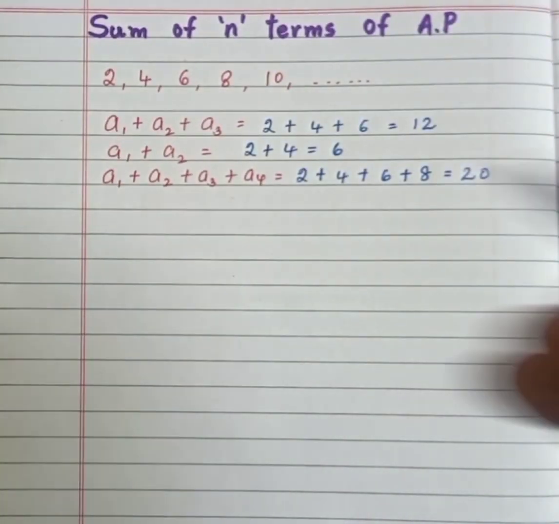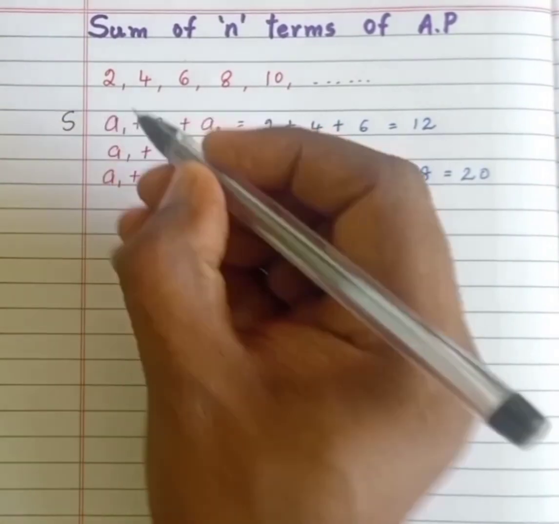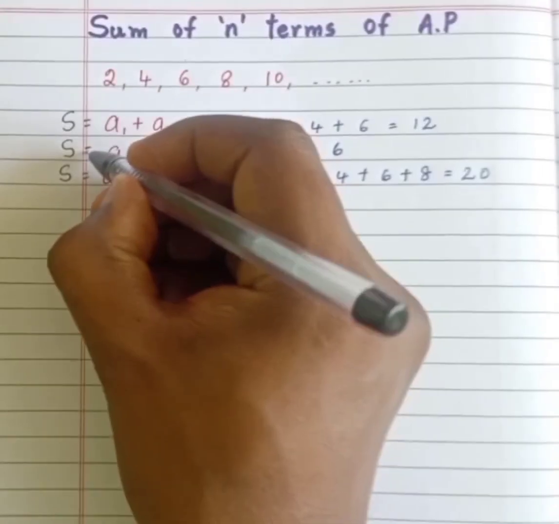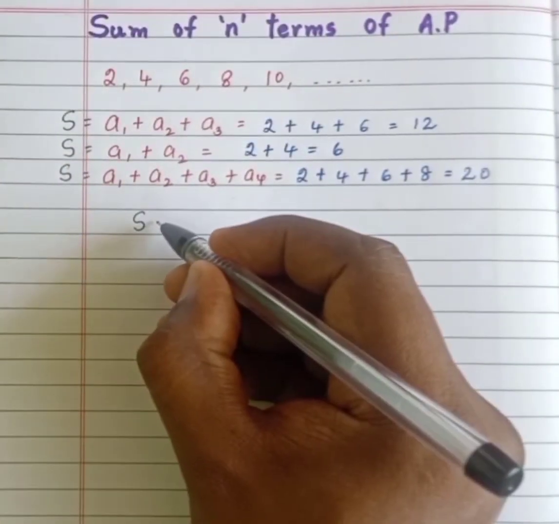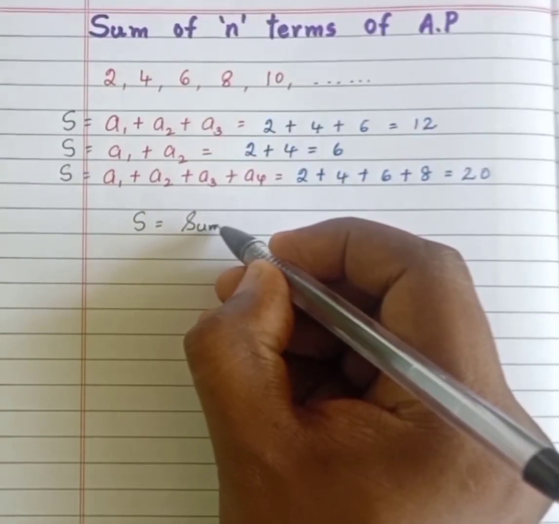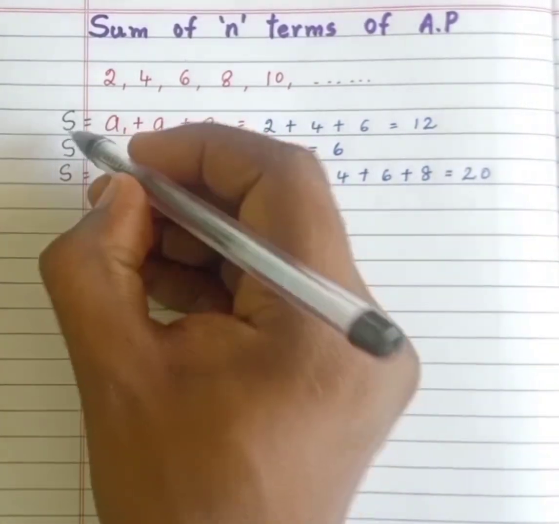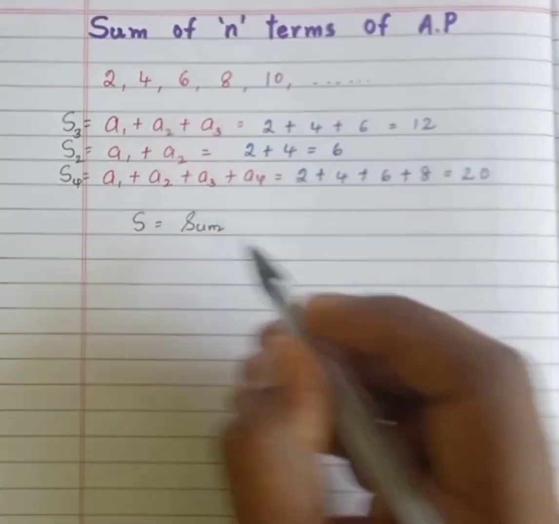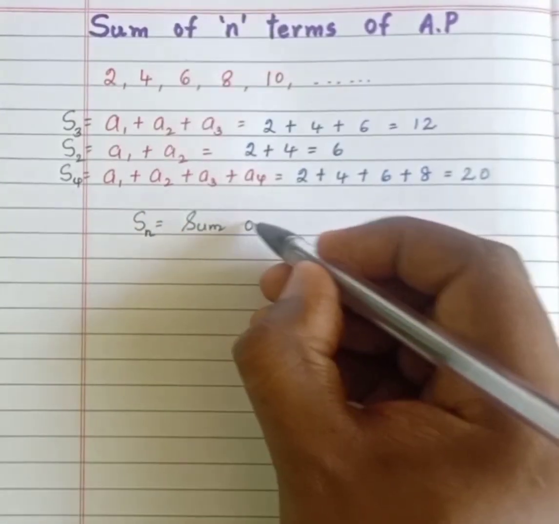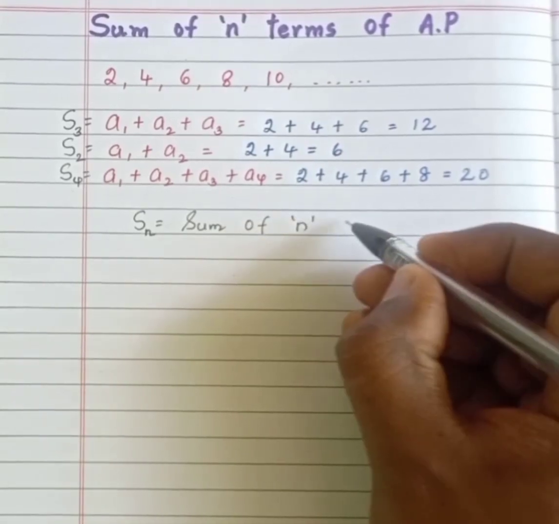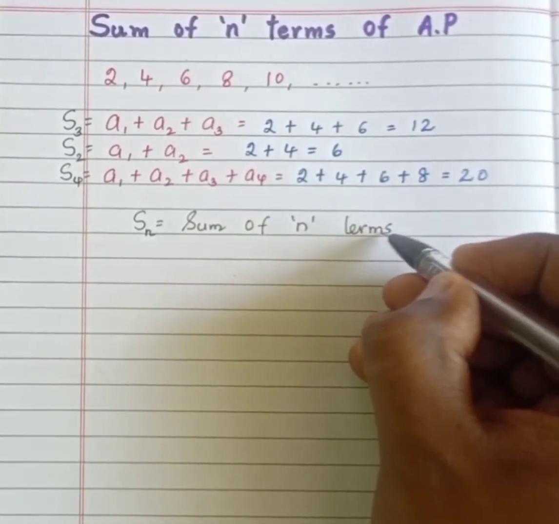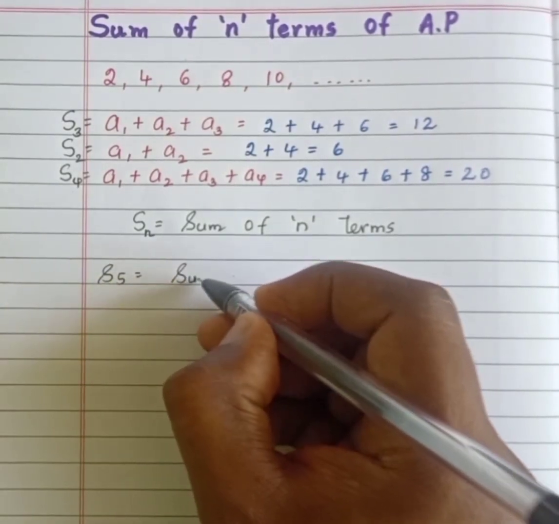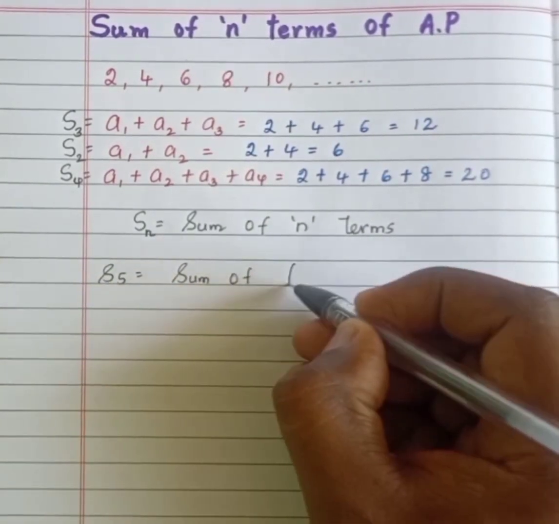Now I denote this sum as S. S represents the sum. Here, how many terms have been added? 3 terms. So S3 is the sum of 3 terms. In the same way, S2 is the sum of 2 terms and S4 is the sum of 4 terms. What is Sn? Sn represents the sum of n terms. What is S5? The sum of the first 5 terms.